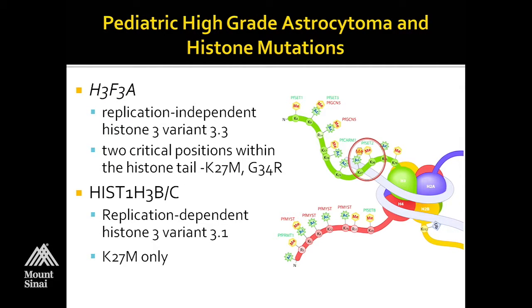So the gene they found to be mutated is called H3-3. That encodes for a replication-independent histone 3, the variant 3.3. And they found 2 mutations in that gene. So one at K27, where it becomes a methionine, and the other at G34, where it becomes an arginine.